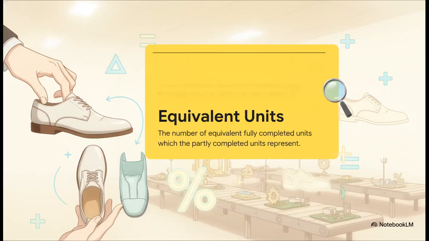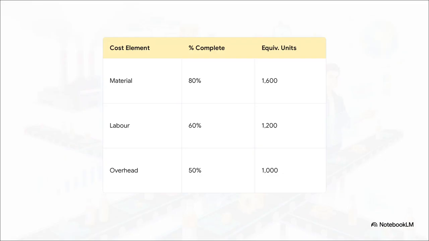Well, the elegant mathematical solution to this headache is a concept called equivalent units. This simply translates partial progress into a fully completed equivalent. Think of it like this. If you have two shoes that are each exactly 50% complete, financially speaking, you have one equivalent unit of a completed shoe. This is huge because it allows us to spread our costs fairly over both our finished goods and our work in progress.